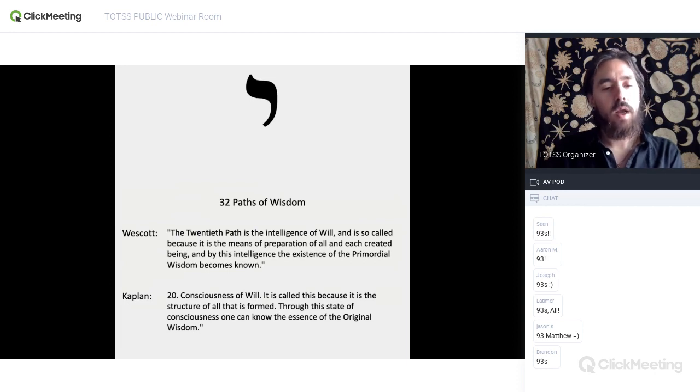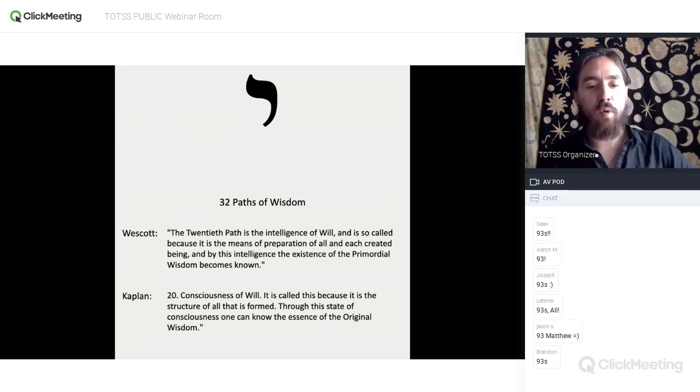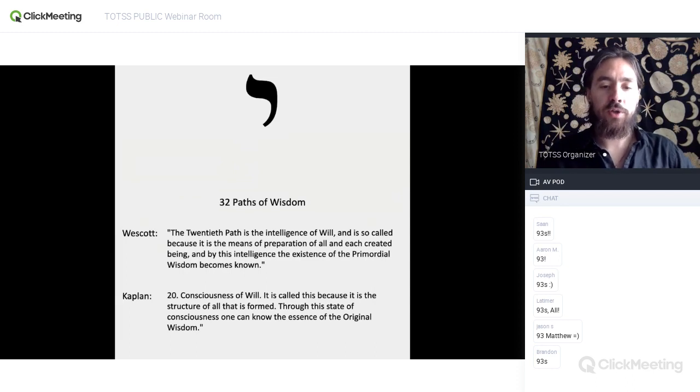And then Kaplan gives 20, consciousness of will. It is called this because it is the structure of all that is formed. Through this state of consciousness, one can know the essence of the original wisdom. And I think these are really quite appropriate to some of the meanings we'll see here, as this kind of idea of like a primordial wisdom is certainly appropriate.